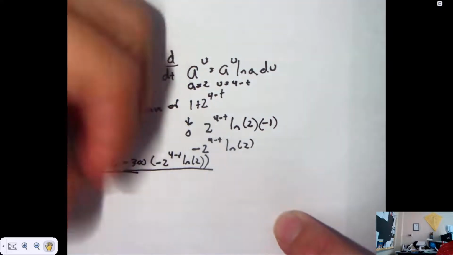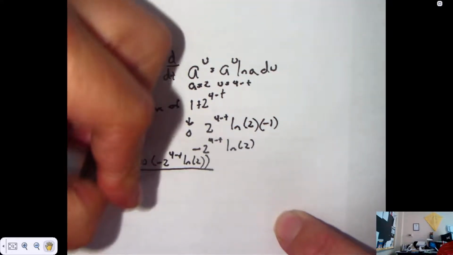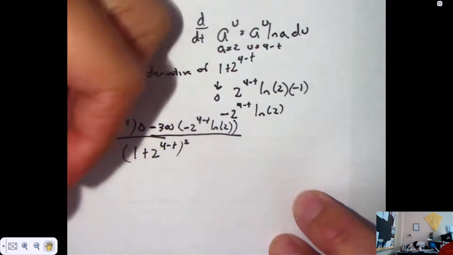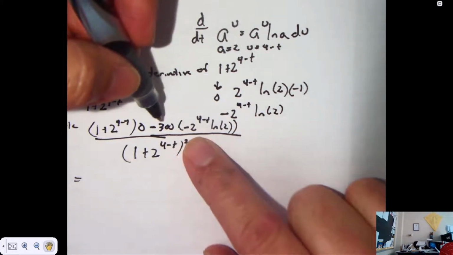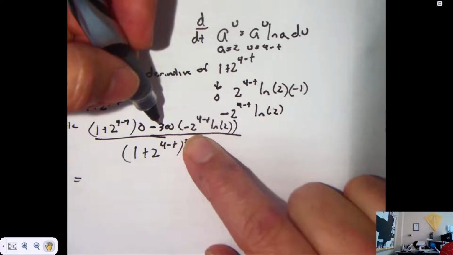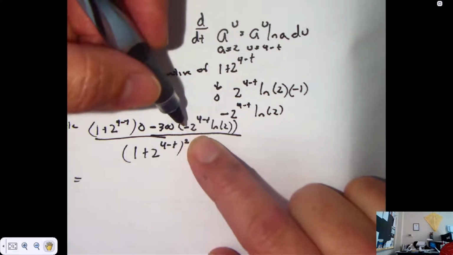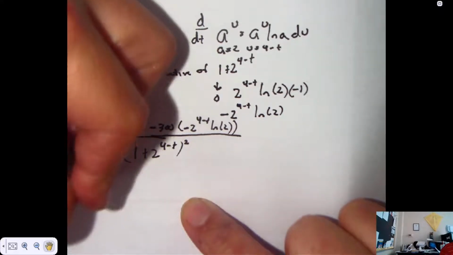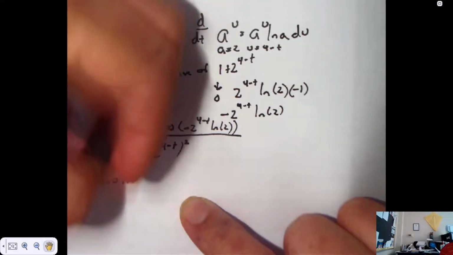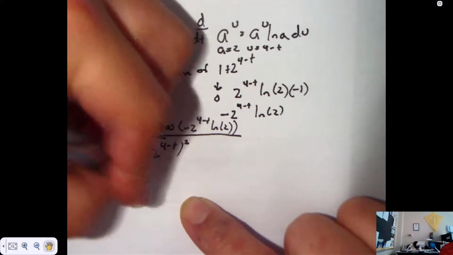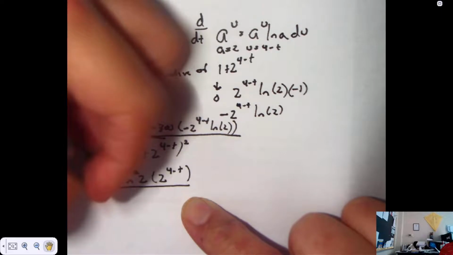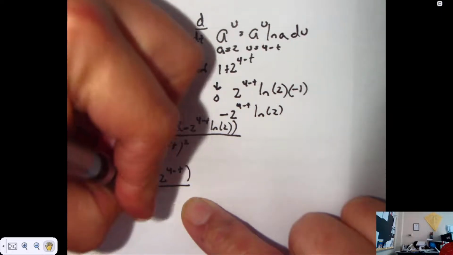And that is all sitting over 1 plus 2 to the 4 minus t, all to the second power. Now, when you clean this thing up, you cannot multiply negative 300 and negative 2 together. You can't do the 300 and the 2, let me say. The 2 has an exponent. The negatives do cancel. And I really don't see the point in trying to do anything special with it. So we have 300 natural log of 2 times the 2 to the 4 minus t, sitting over 1 plus 2 to the 4 minus t, all squared.